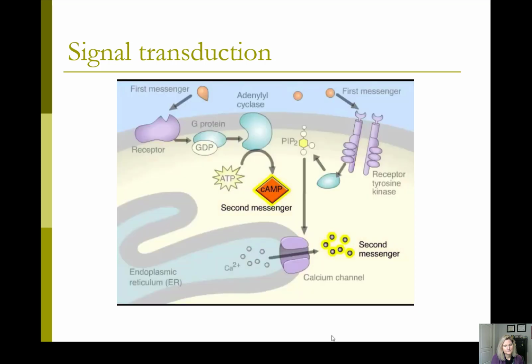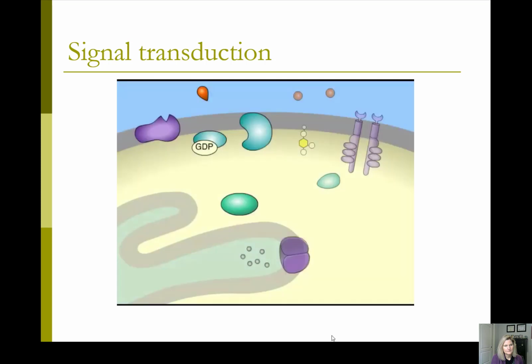Two important second messengers are cyclic AMP and calcium ions. Cyclic AMP acts as a second messenger in pathways initiated by both G protein-linked receptors and receptor tyrosine kinases. The hormone epinephrine acts via cyclic AMP as a second messenger.